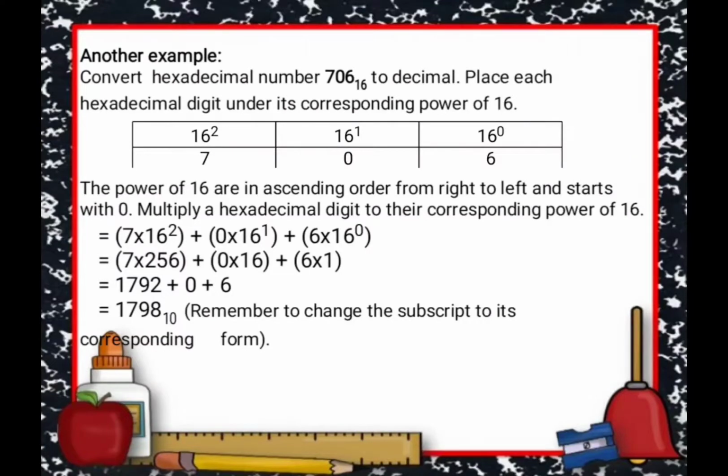So remember to change the subscript to its corresponding base. As the subscript here is 16, because this is a hexadecimal number, we change it into base 10, because this is now a decimal number. So from hexadecimal number 706 converted into decimal, it became 1798 decimal number.